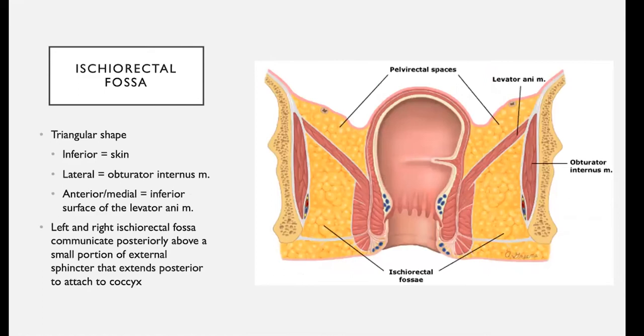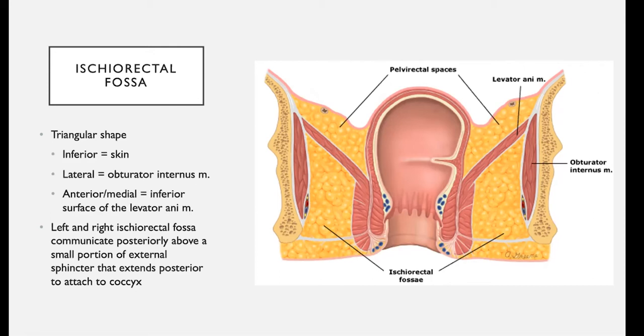I wanted to briefly mention the borders of the ischiorectal fossa. This is also important when we talk about anorectal abscesses, which we'll talk about in a little bit. But the ischiorectal fossa is triangular in shape. The inferior border is the skin, and the lateral border is the obturator internus muscle. And the anterior and medial border is the inferior surface of the levator ani.